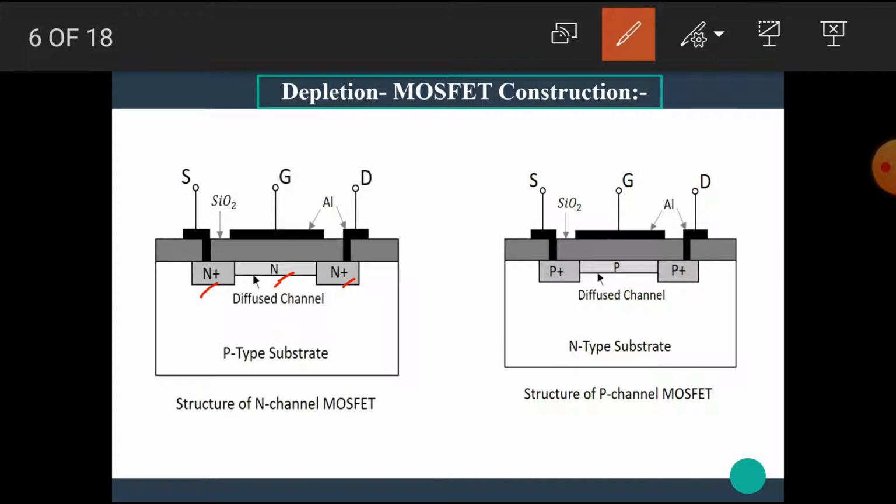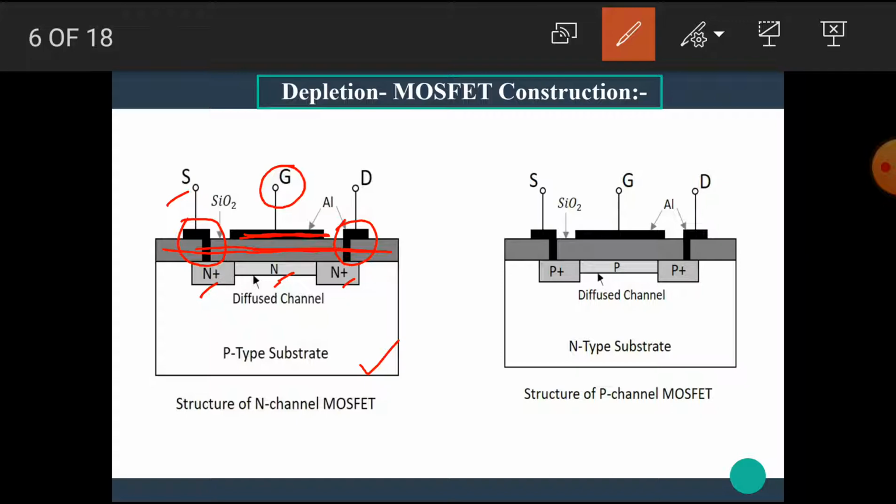Above the substrate, a thin layer of SiO2 is placed. The holes are made to make the contact of the source and drain. Above this SiO2 layer, an aluminum layer is placed to constitute the gate terminal. This is the construction of the N-channel MOSFET.